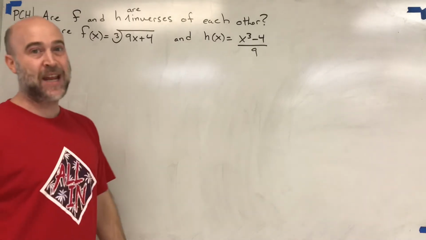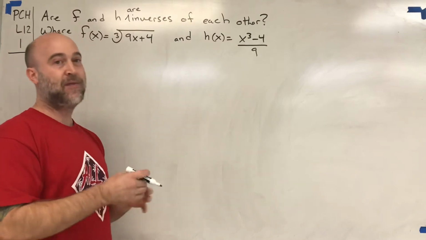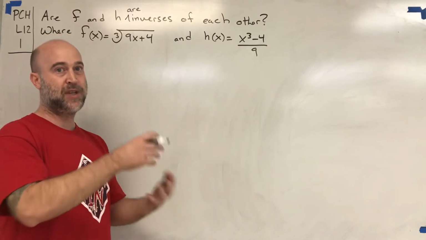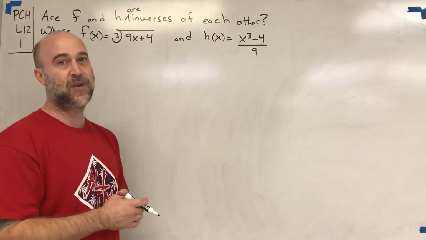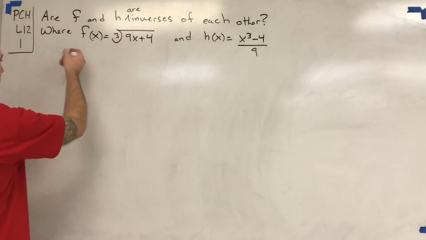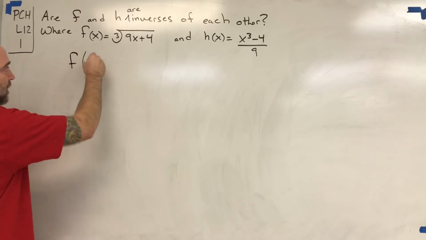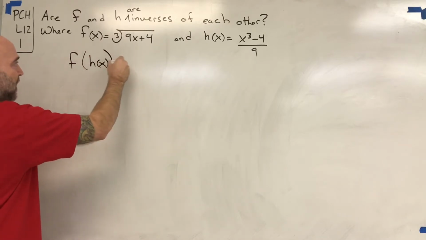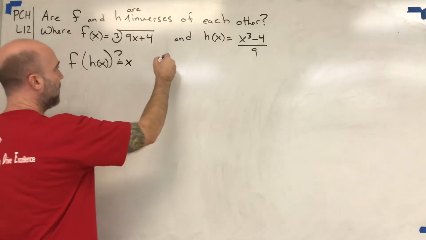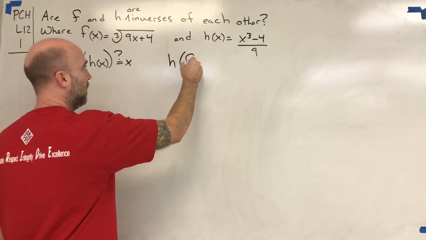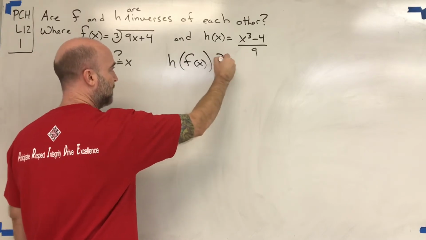Well, if something is an inverse, then when we compose it with the other one, the output's x, and vice versa. If we switch the order and compose it in the other direction, then the output also has to be x. If that's true, then they are inverses of each other. It doesn't really matter which one we start with, so this one's first. I take my f function, I stick h of x in it, and I want to know, does that equal x? And going the other way, if I reverse the composition, does that equal x? So that's a question mark.